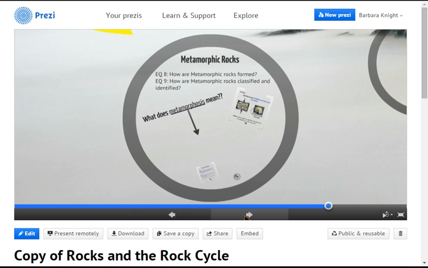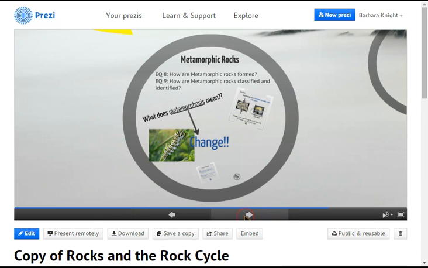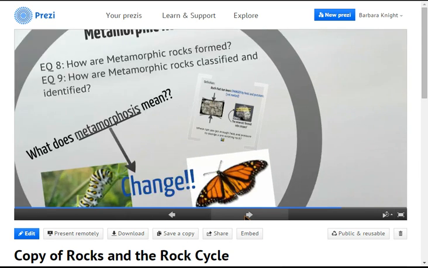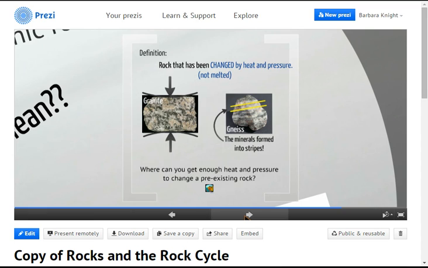So first of all, what does metamorphosis mean? Well, it means change. Much like a caterpillar changing into a butterfly, that is a type of metamorphism. So any rock that has been changed by heat and pressure and did not melt is a metamorphic rock. So granite changing into gneiss is a type of metamorphic transformation of rock.